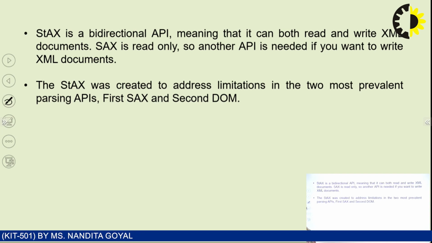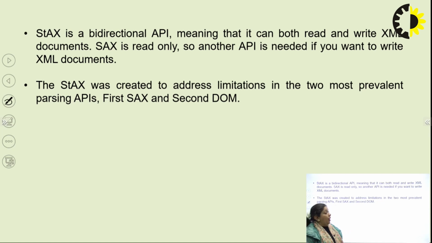StAX is a bidirectional API. SAX was only reading the document. If you required to write anything in the XML document, then another API was required. But the StAX parser is a bidirectional API, meaning that we can both read and write the documents, which was not possible in a SAX parser. It was created to address the limitations in both the previously available APIs, that is SAX and DOM. So, it was created to act as a median between the previously existing two parsers.